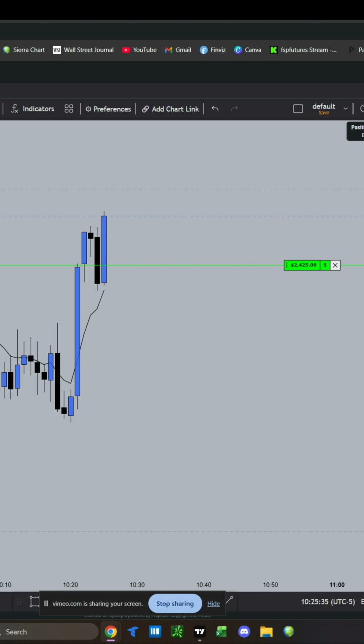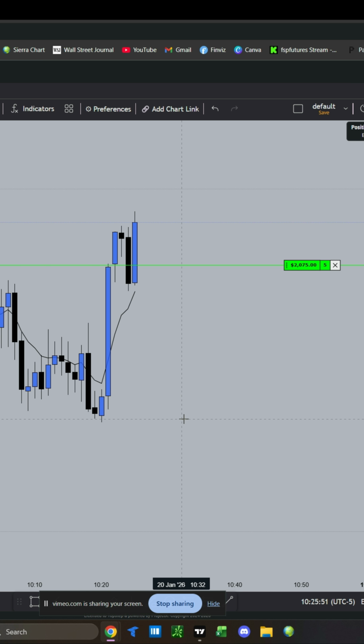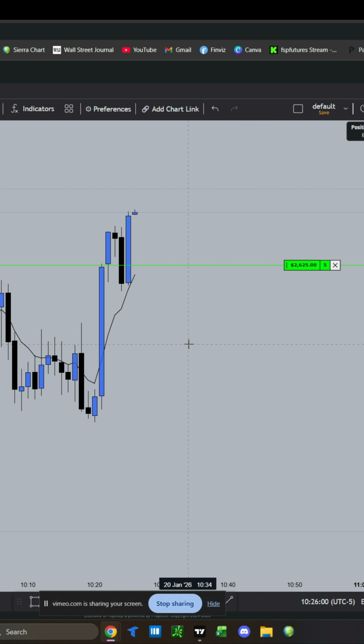Alright, I wanted to catch this trade live. I tried to hop on as quick as I can just to show you what it is that I'm looking at when I'm getting into these trades. Because, like I said, the concept is simple. It's just executing it in real time.